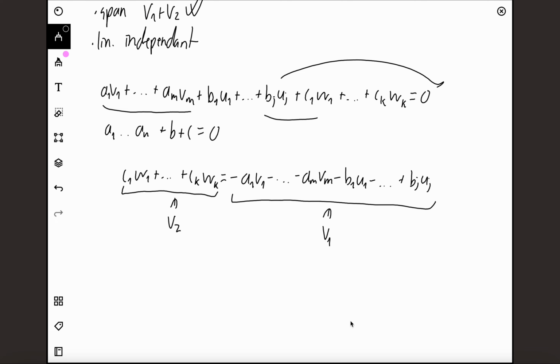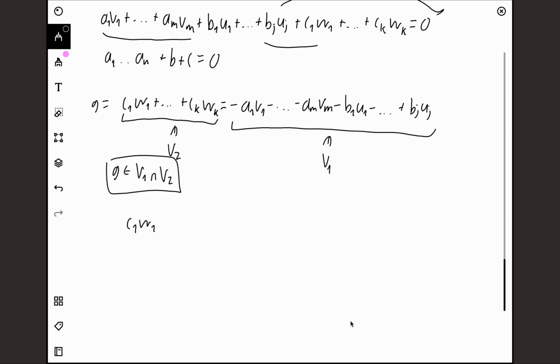w vectors. But if these two vectors equal each other, that means that this vector here actually has to be, we can call this vector g. So g has to be an element of V1 and V2. We can see that easily here. But now the trick we can do is that, yeah, so basically this vector is in V1 and V2.